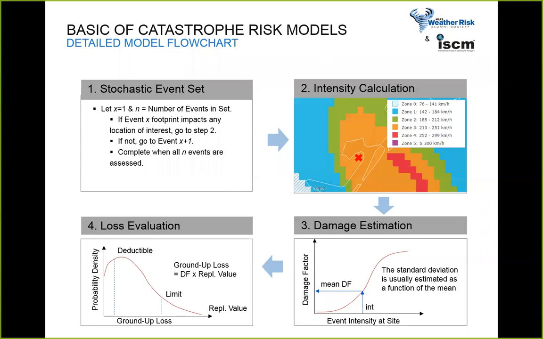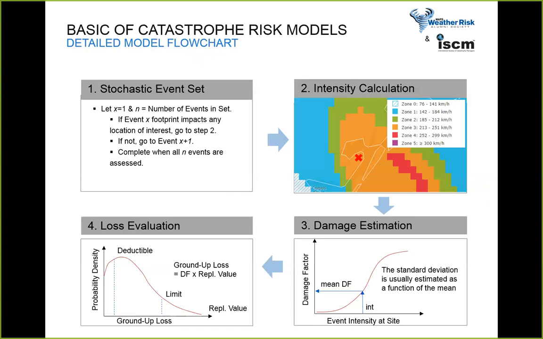So say you have a $500,000 home on Miami Beach. The damage factor from this event is 0.2. The ground up loss would be 500,000 times 0.2, which is $100,000. Once you have that ground up loss of $100,000, you can then apply your deductibles, limits, and so forth, and start calculating your higher level financial losses.